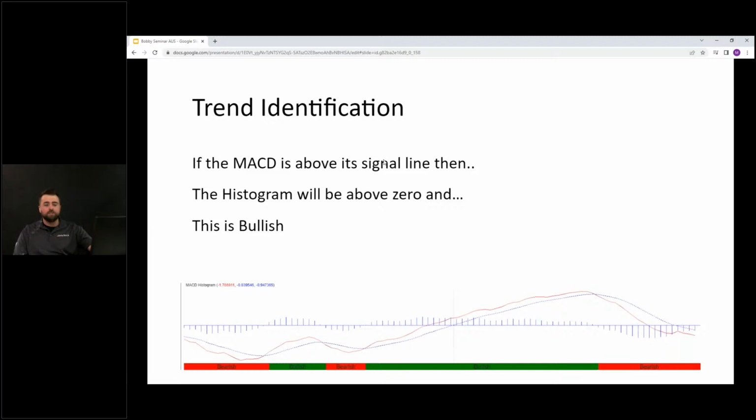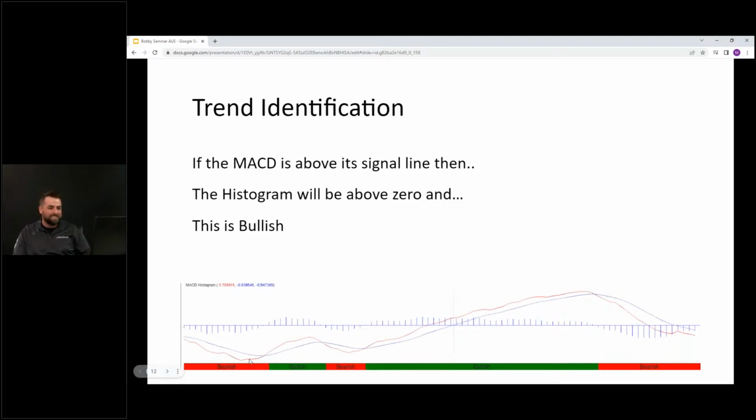So again, to touch on what I said earlier, the trend identification: if the MACD is above its signal line, then the histogram will be above 0, and this is bullish. So here's the histogram when it's at 0, it's just that straight line. And so when you see that the histogram has gone above right here, that's telling you, okay, the MACD has crossed. I'm pointing at my screen here. Let me make sure I'm using my mouse.